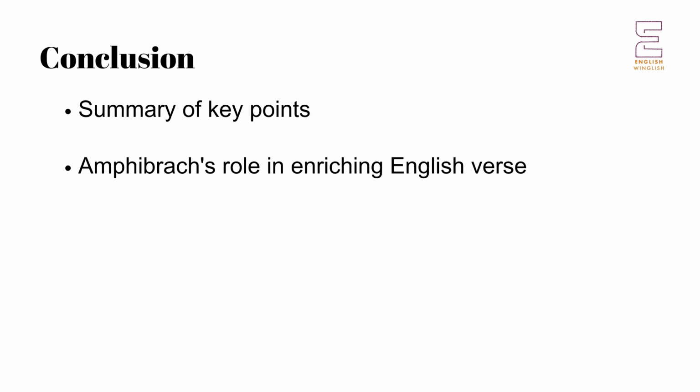Conclusion. The amphibrach in English poetry reveals its unique contribution to the metrical diversity of the language. Though rare, amphibraches add rhythmic variation, enhance thematic expression, and provide poets with a versatile tool for experimentation. By critically assessing examples like Matthew Prior's Jenny the Just, we gain a deeper appreciation for the amphibrach's role in enriching the rhythmic and structural complexity of English verse. So this was the analysis of the term amphibrach in English poetry.